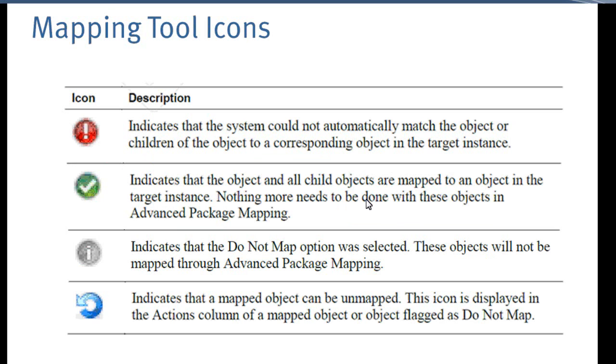The exclamation point indicates that everything was not automatically mapped. The green check mark means that the object and all child objects are mapped and you're good to go with that object. The information icon lets you know that the object does not exist in the target instance and was not mapped. And the last icon is the undo icon. That's my personal favorite. Okay.